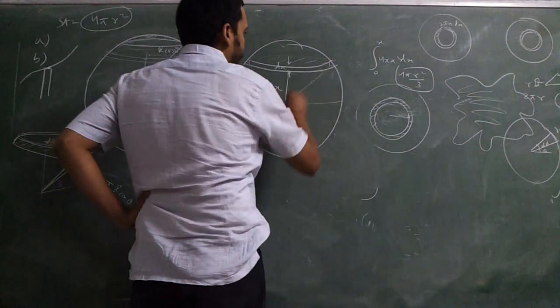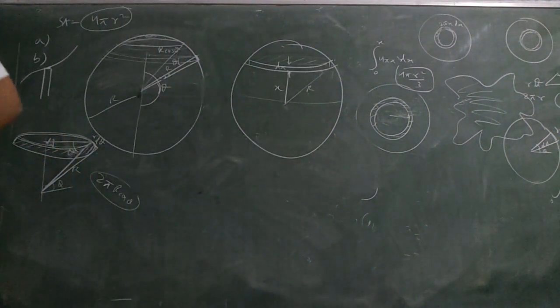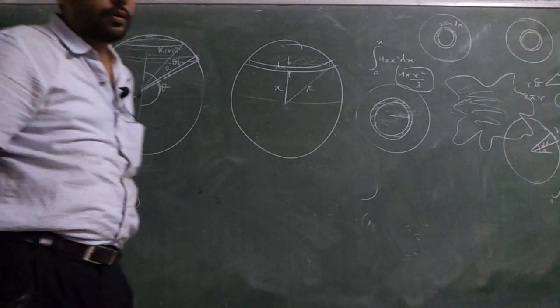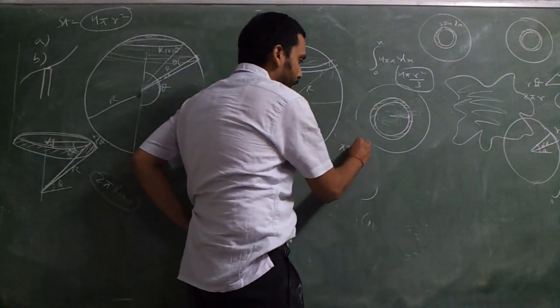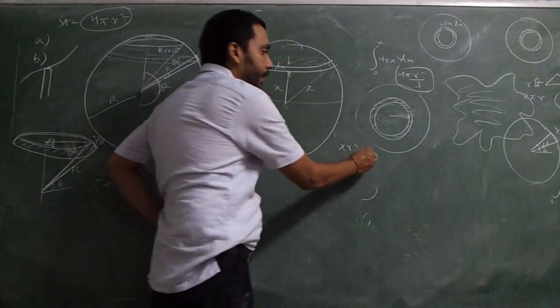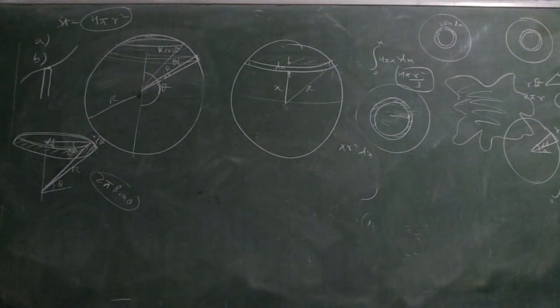Using capital R as the radius, you will get the radius of the disk. What is the radius of the disk? Using Pythagoras theorem, you will get the radius of the disk. Pi r square you will do, into dx will be the volume of the disk or not? This you integrate from 0 to r and then double it, you will get the answer.